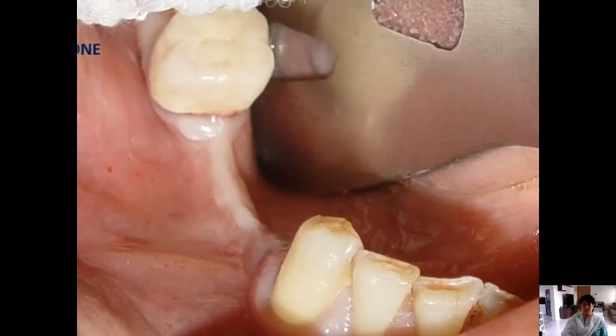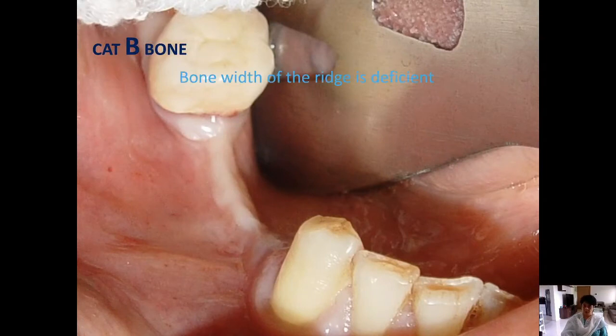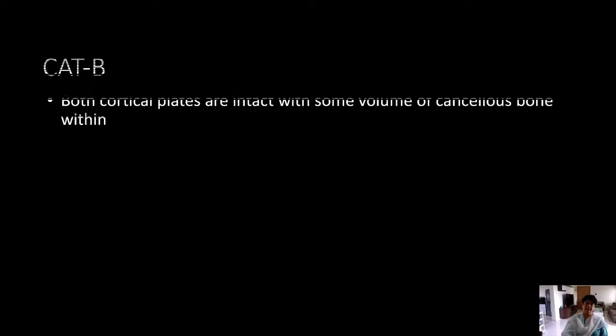Category B shows bone which is good in height, good in mesiodistal dimension, that is length, but the bone width of the ridge is deficient. And this deficiency in the bone ridge width has to be treated. Now, when we talk of any category B bone, the bone volume which is shrunken in width again has two possibilities, and the first is that both the cortical plates are intact with some volume of cancellous bone within.